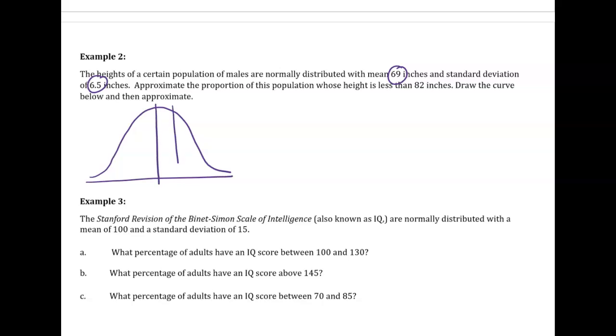So there's our mean, and we'll go 1, 2, 3 to the right, 1, 2, 3 to the left. Our mean was 69. You add 6.5, you get 75.5. If you add 6.5 again, you get 82. Add it one more time, you get 88.5. You start with 69 and subtract 6.5, you get 62.5. You subtract again, you get 56. One more time, 49.5.